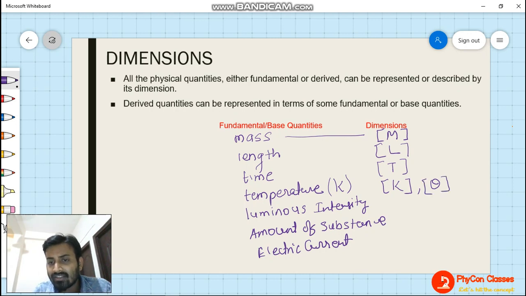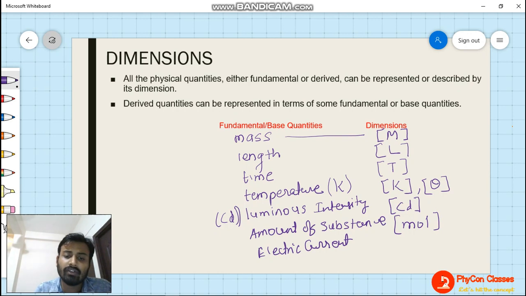Now for luminous intensity, what is the unit of luminous intensity? Candela, right. So cd inside the bracket. Then amount of substance, mol. Do you remember? Mol, the unit. Electric current. What is the unit for current? Ampere. So capital A inside the bracket. These are the dimensions, and you need to remember all of them.